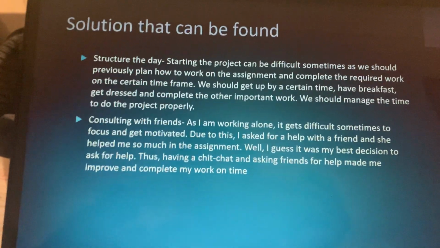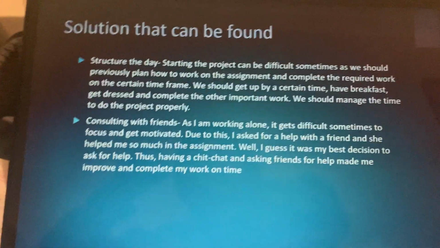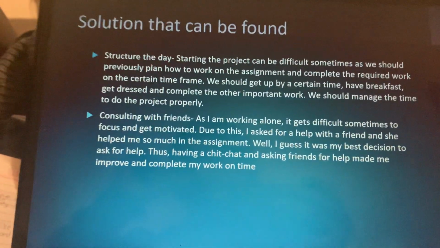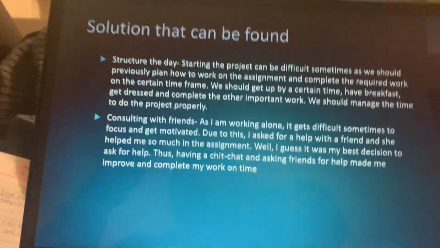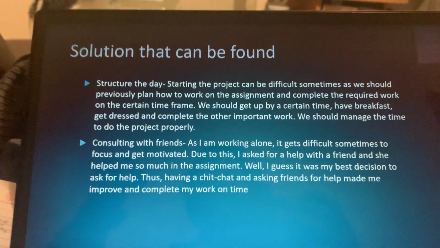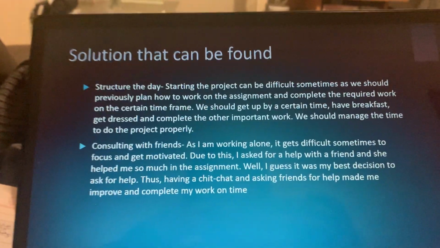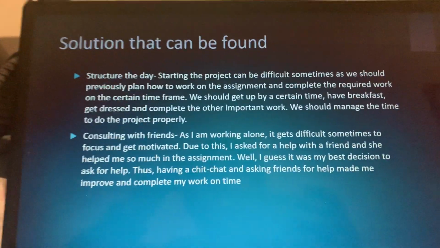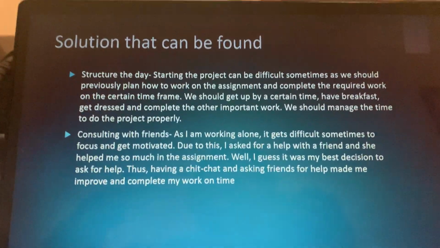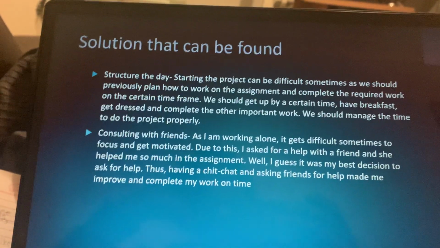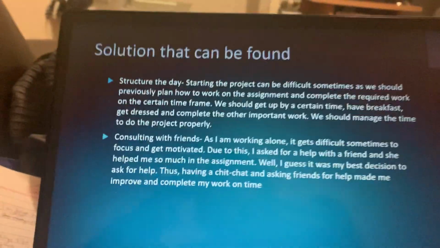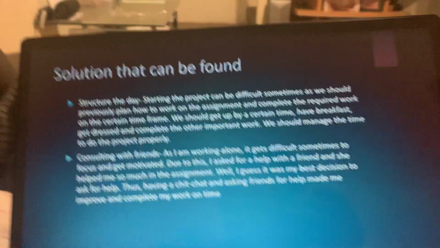But I asked for help from a friend and she helped me so much in this assignment. I guess it was my best decision to ask her for help. Having a chit chat and asking friends for help made me improve and complete my work in time. I would like to thank the girl. I will enclose her name in the final slide.